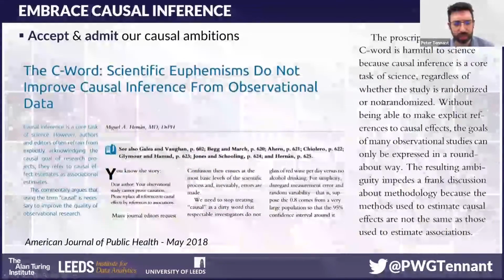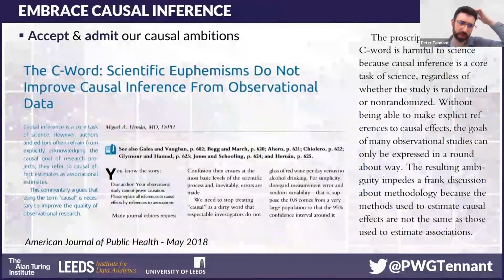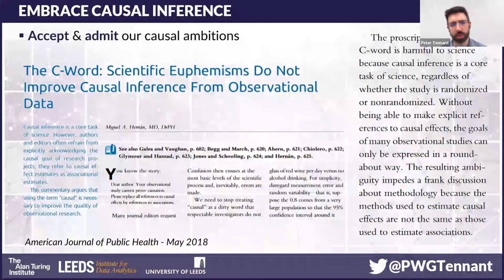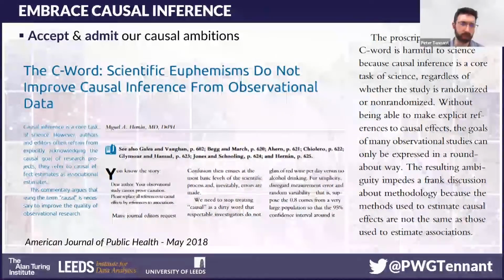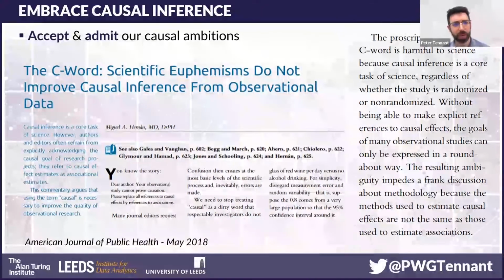So it's for that reason that in 2018, Miguel Hernan and others in the American Journal of Public Health recommended a change, which is that rather than this mantra of correlation does not equal causation, we're only interested in correlation and association, to actually admit and to accept our causal ambitions, to embrace what he termed the C word, causality. And he makes this very strong argument, which I've reproduced verbatim on the right here.